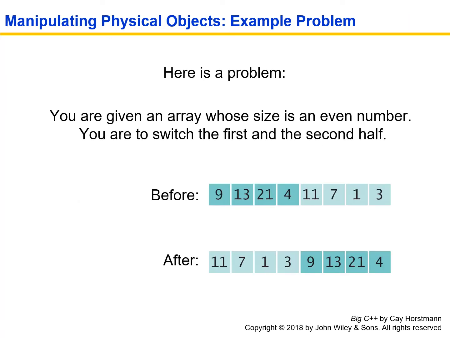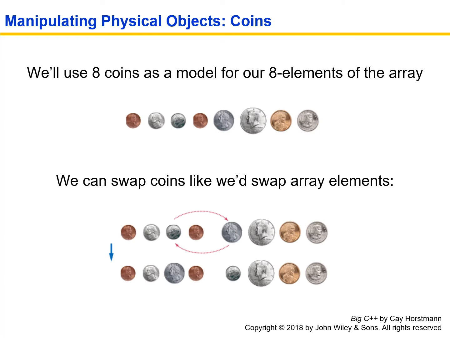In this case, the problem we're given is that the first half of the array needs to swap with the second half of the array. Not sure why we'd want to do this, but this is the problem we've been given to solve. We can set up an array of 8 coins that we just pull out of our coin drawer. Everybody has a coin drawer, right?